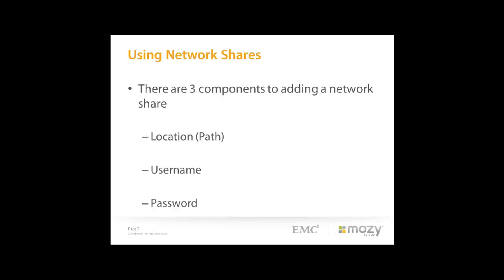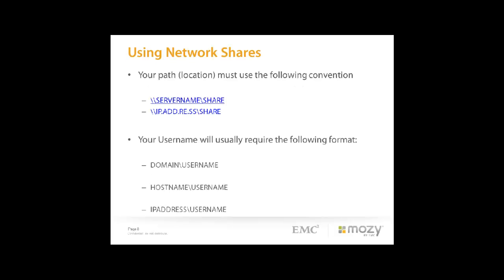Mozy requires that the universal naming convention be precisely adhered to when defining a network share. You just need to ensure that you're using the correct location, username, and password in the correct order, and this is what it should look like. Your path must use the following convention: either //servername/share or //IPaddress/share. If you put in your server name, it needs to be your server name first, then /share, or your IP address and /share.